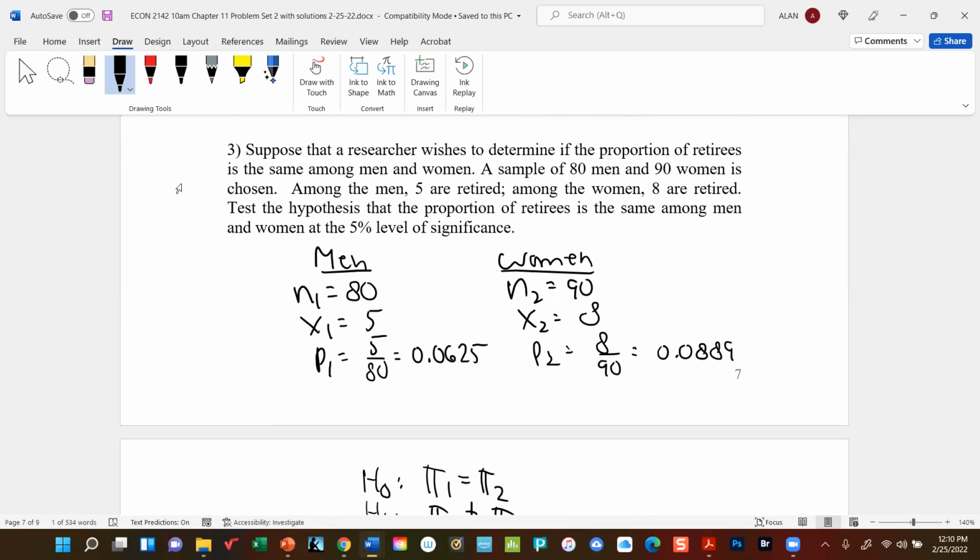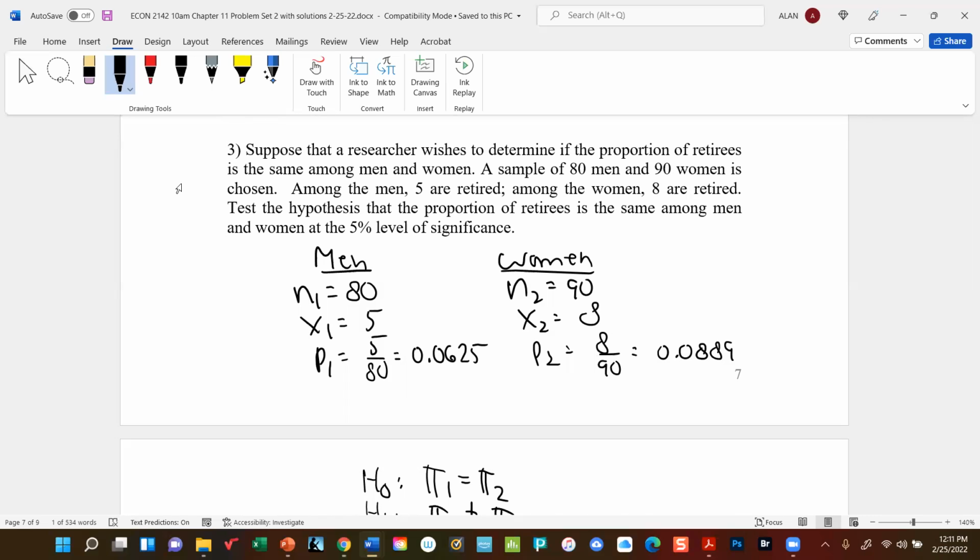So you can see there the sample size for men is 80. We choose 90 women. Among the men, we find that 5 are retired, so X1 is 5. For the women, 8 are retired, so we call that X2. And the sample proportions we calculate ourselves, and they're defined as X over N. So among the men in the sample, 6.25% are retired. Among the women, it's 8.89%. So the question is, is that enough of a difference to conclude that the retirement percentage is different?